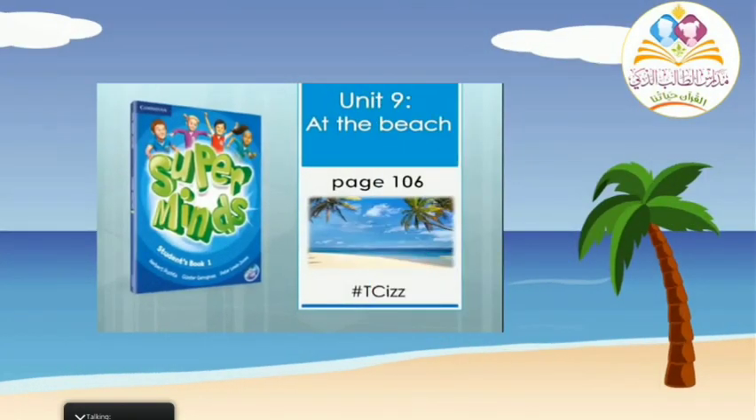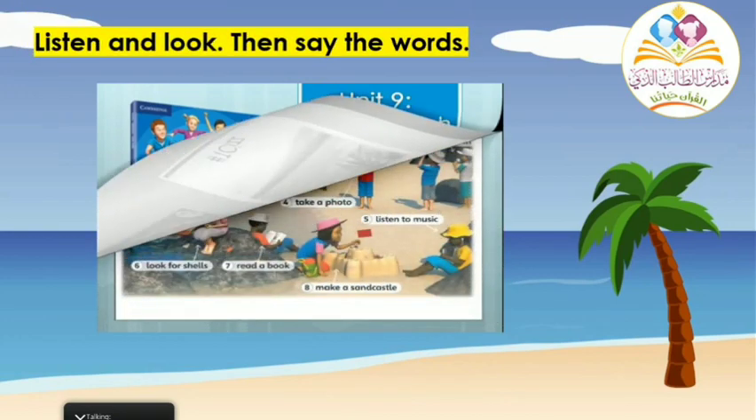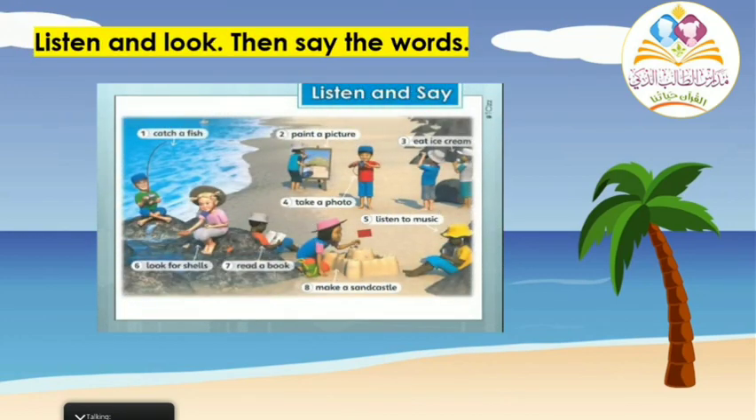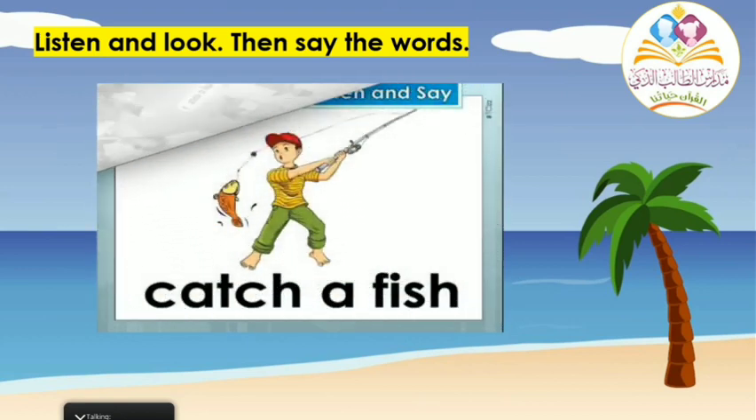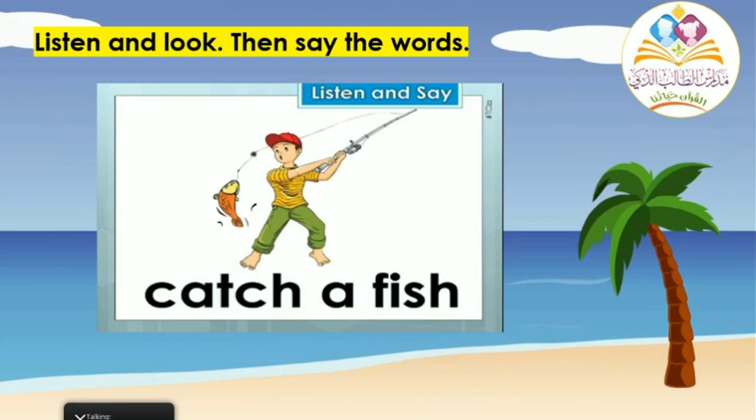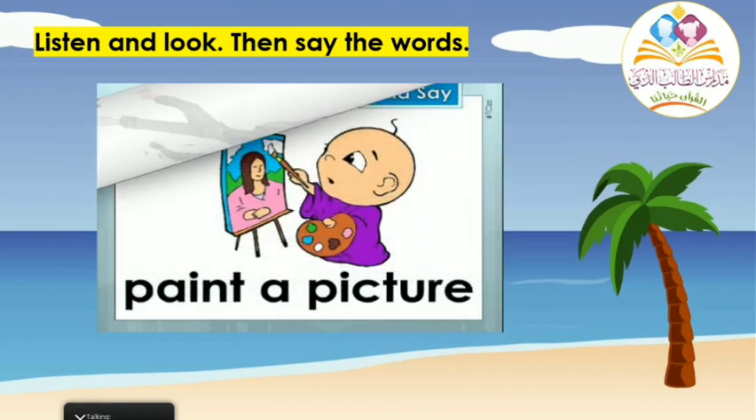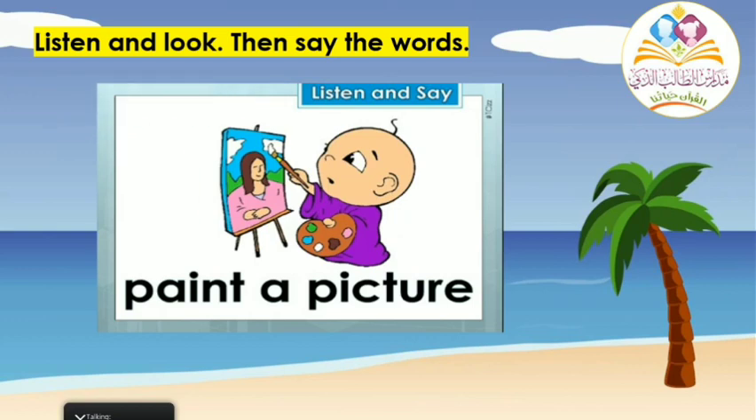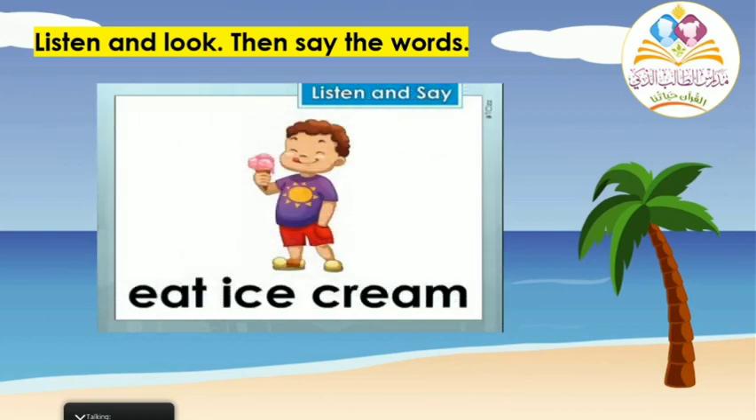Before we start, listen to the following phrases. Unit 9. At the beach. Student's book. Page 106. 1. Catch a fish. Catch a fish. 2. Paint a picture. Paint a picture. 3. Eat ice cream. Eat ice cream.